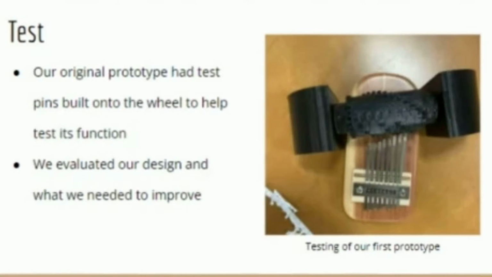Next, we had to test our design. We'd moved on from our original prototype and printed another that included a drum with some pins built onto the wheel to help test its function. It didn't have a song programmed yet. We evaluated our design, seeing what we'd have to change and what we would need to improve in our next iteration. And in the photo on the right, you can see what our first prototype looked like up against the kalimba.